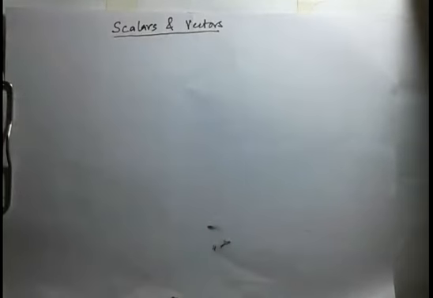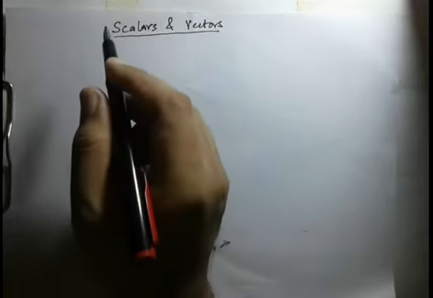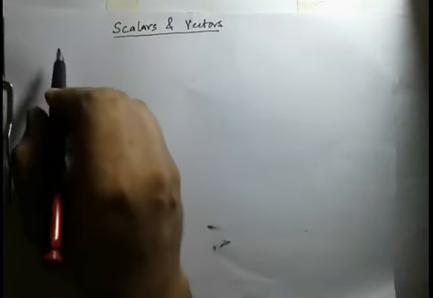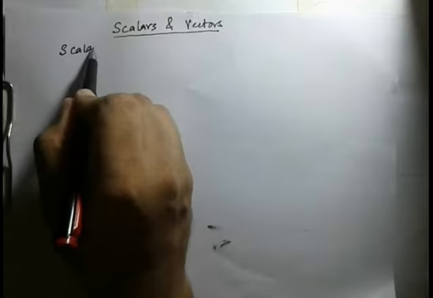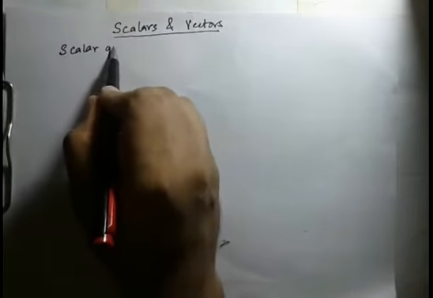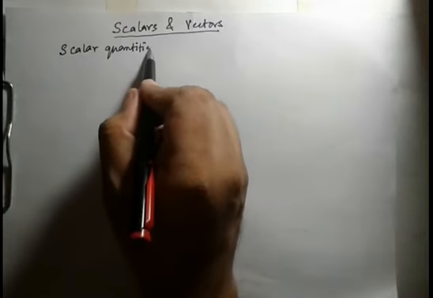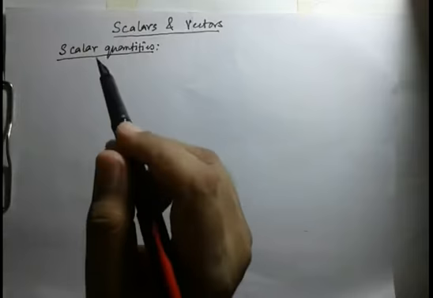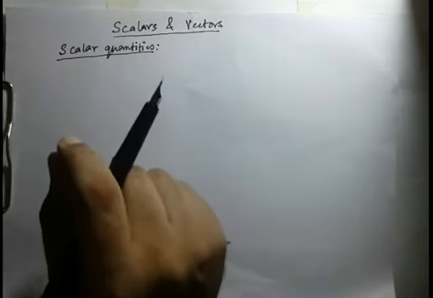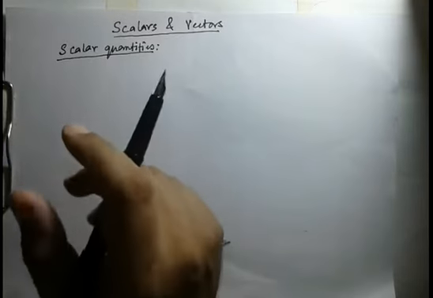So what is scalar quantity? You know about the physical quantities, okay? So the physical quantities are divided into two groups. One is scalar quantity, other one is vector quantity.